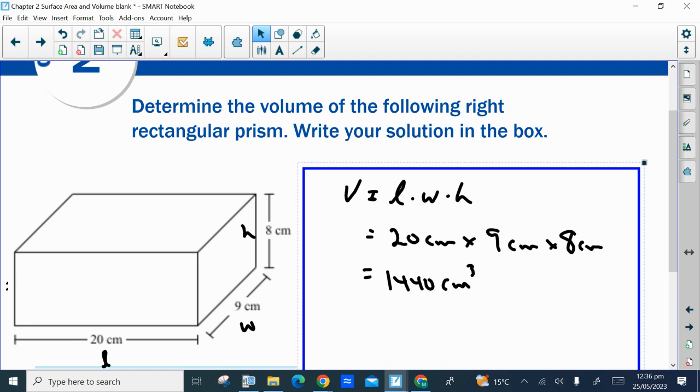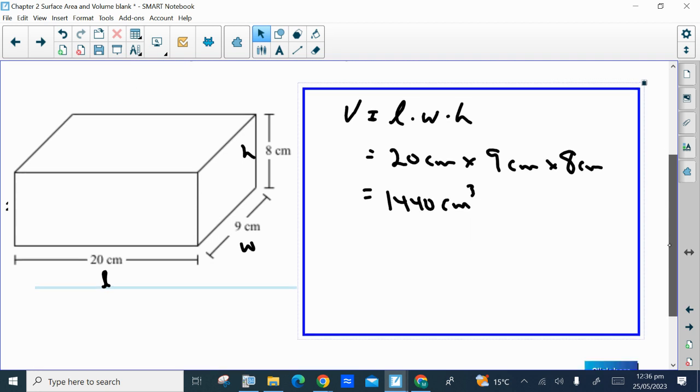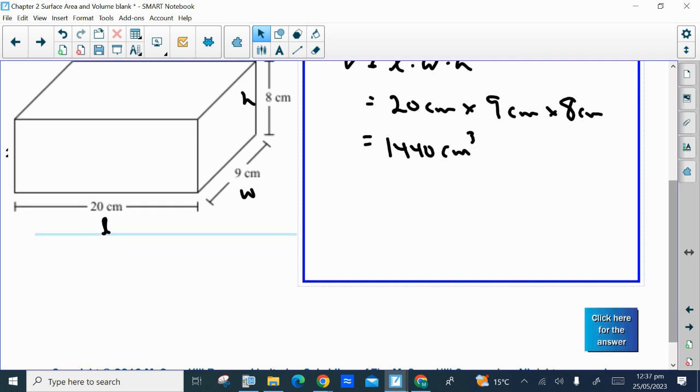Get on the right page and get this stuff copied down. Okay, so what this means is if you had small cubes that measure 1 centimeter by 1 centimeter by 1 centimeter, it would take 1440 of them to fill up that box completely, because that's what volume measures.